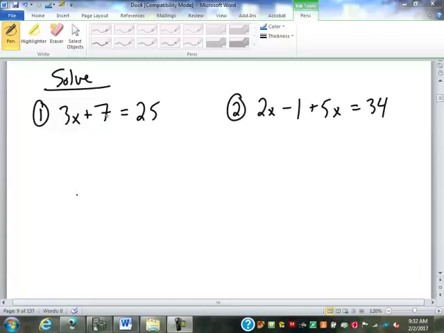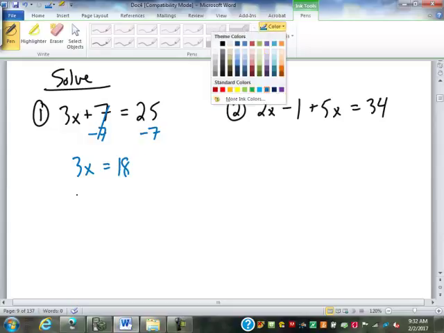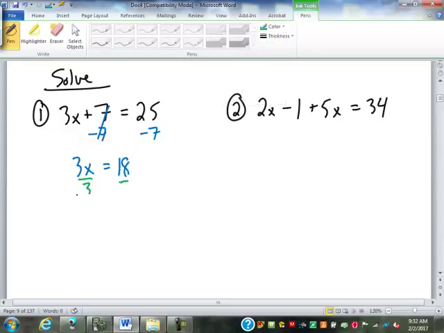So for this first one, what do we have to do first? Subtract the 7s from both sides. So 3x equals 18, and then divide by 3. So x equals 6.